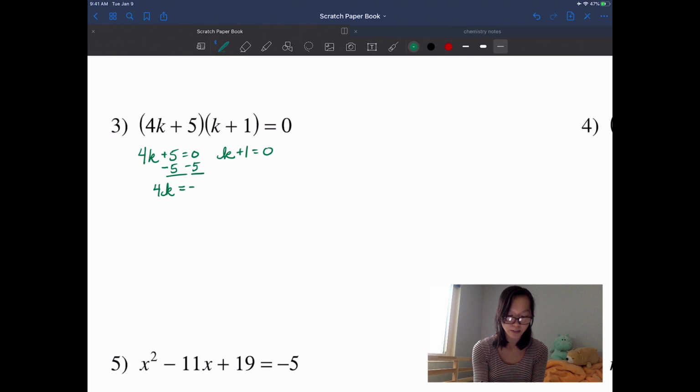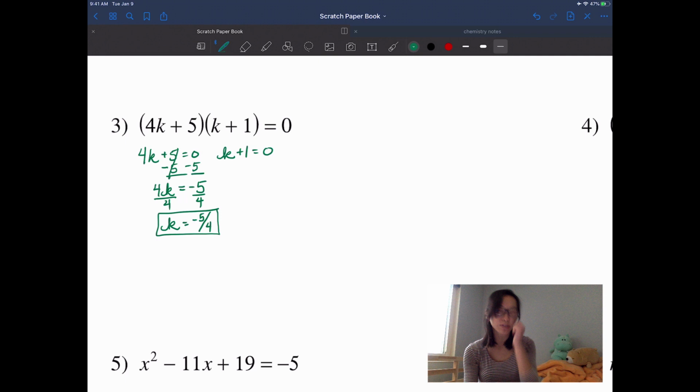So you could say 4k equals negative 5 since these crossed out. Then you divide by 4 in this one, and this one's very unique because you get k equals negative 5 fourths. You can leave your answer like that, actually. Let's not forget about this other solution. You should get a similar solution to the previous example, which was k equals negative 1 and k equals negative 5 fourths.